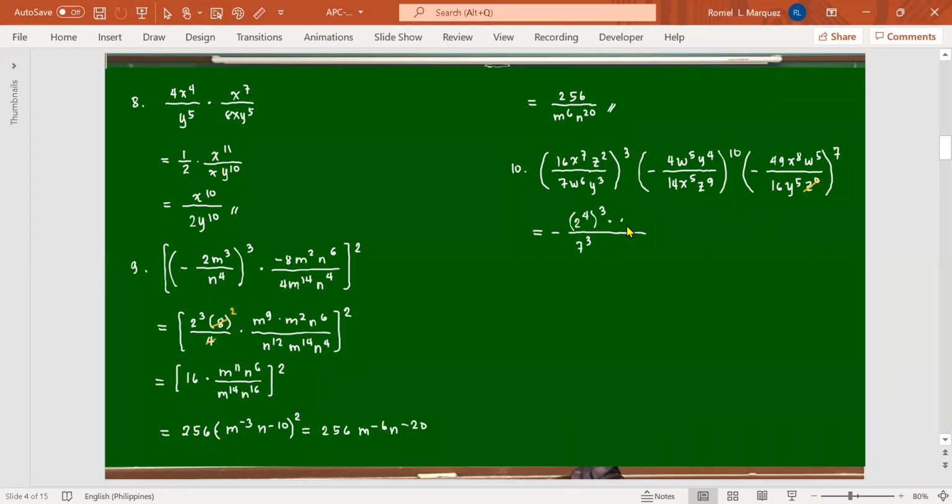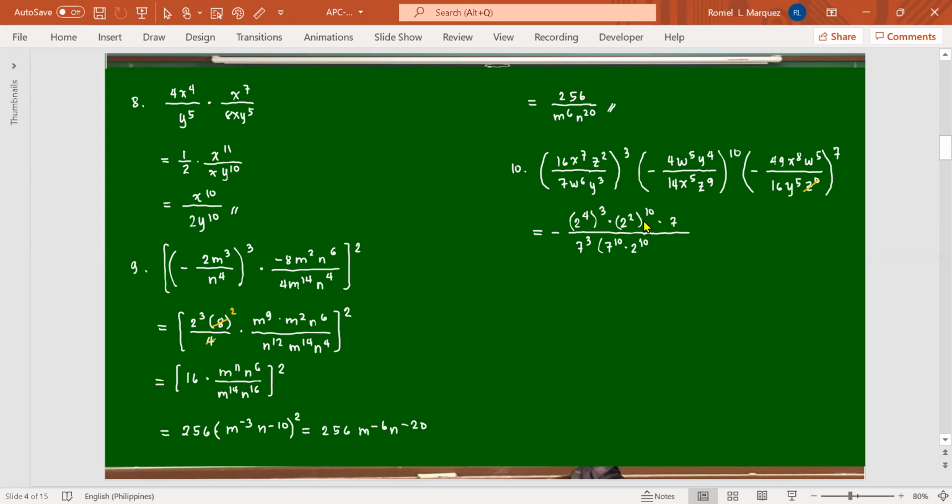4 can be written as 2 squared, then raised to 10. And then 14 can be written as 7 times 2. But it is raised to 10. So 7 to the 10, 2 to the 10. Next, last one: 49 means 7 squared.